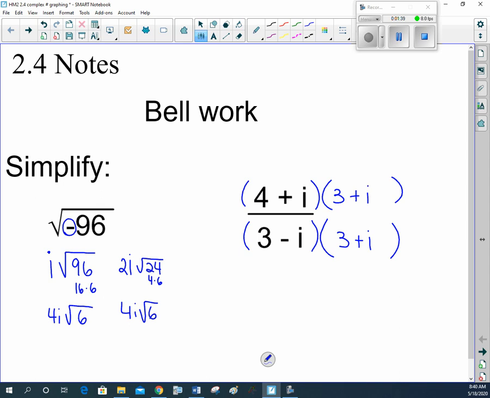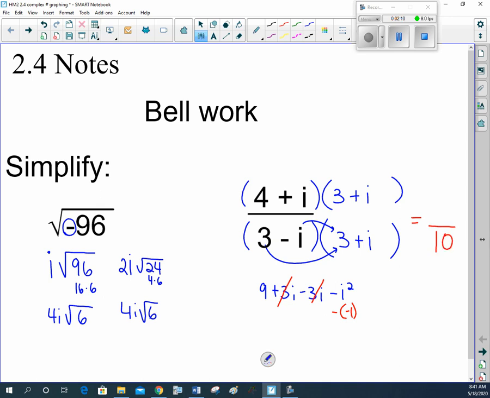So I'm going to multiply out the bottom first. So 3 times 3 is 9, 3 times i is 3i. Then I'm going to move over here. A negative i times 3 is minus 3i. And a negative i times a positive i is a negative i squared. Keeping in mind that i squared is equal to negative 1. So that leaves me with 10 in the denominator. These two add to 0. 9 plus 1 is 10. So my denominator is 10.